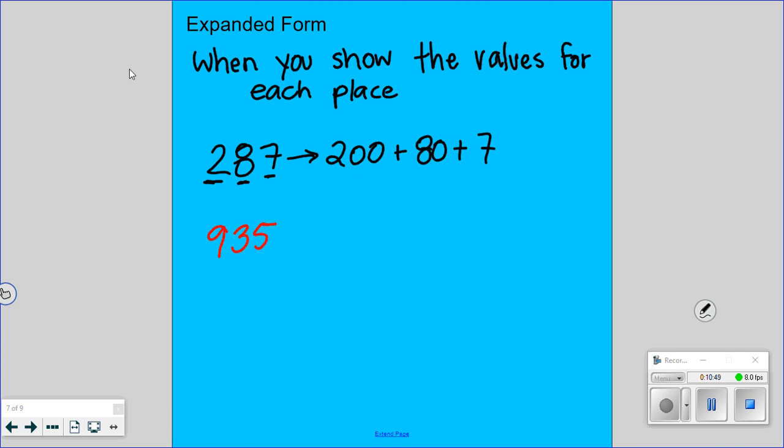All right, let's try 935. Go ahead and write that number in expanded form in your notebook. All right, who can tell me the expanded form expression? That's what it's called. It's called an expression. Go for it, Paxton. 900. Beautiful. Give me a me too signal if you got that.